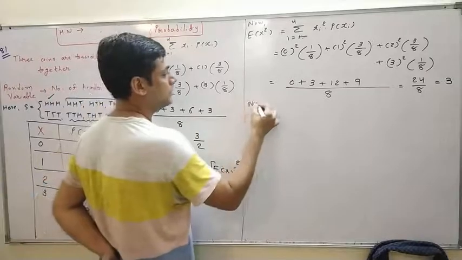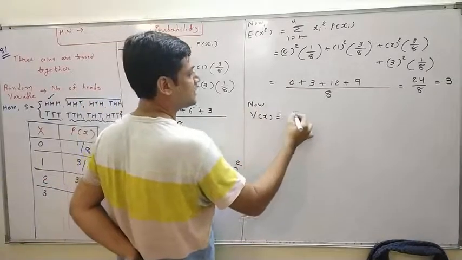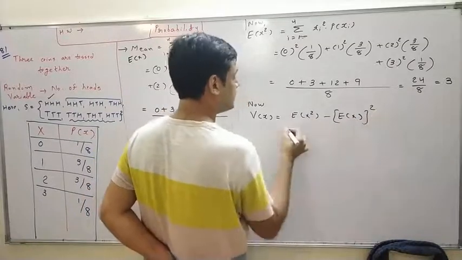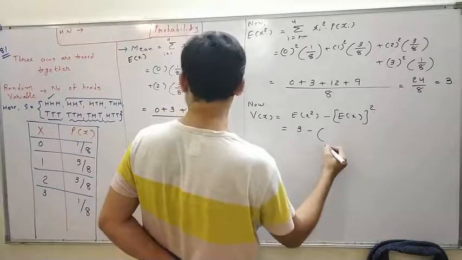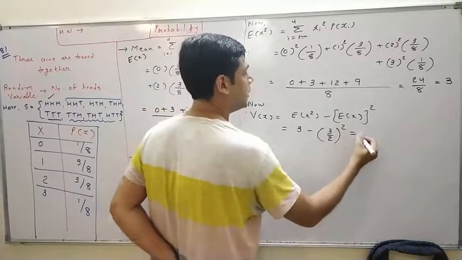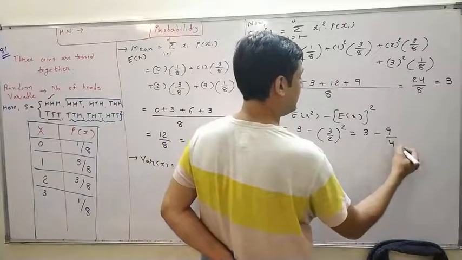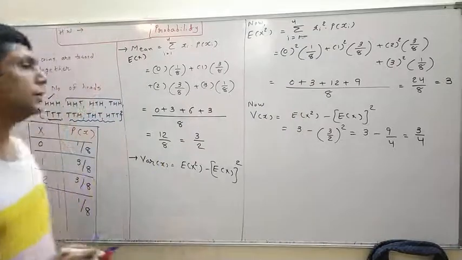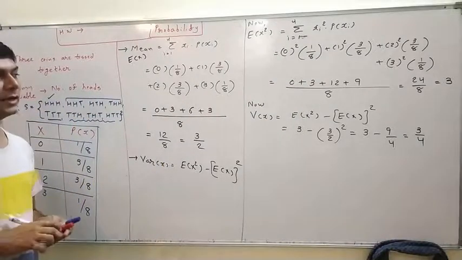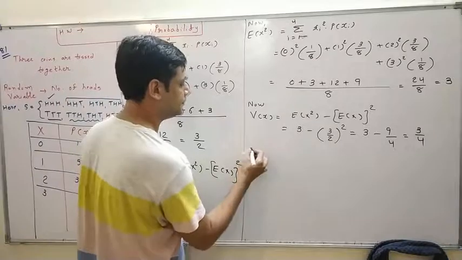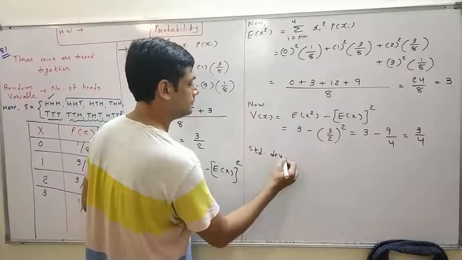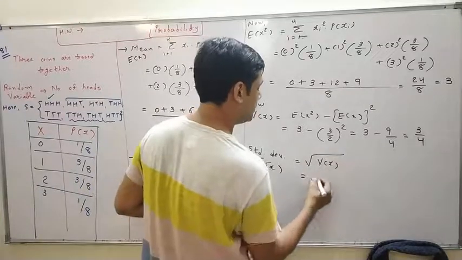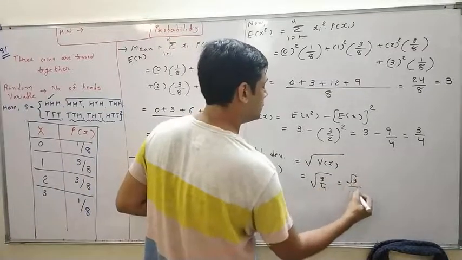So now variance V of x is equal to E of x square minus E of x whole square. E of x square is 3 and E of x is 3 by 2, whole square. So 3 minus 9 by 4. 4 3s are 12, 12 minus 9 is 3 by 4. So variance is 3 by 4. In case standard deviation is asked, sigma x means under root of variance, so that is under root of 3 by 4, that is root 3 by 2.